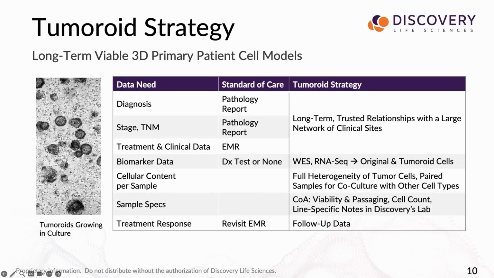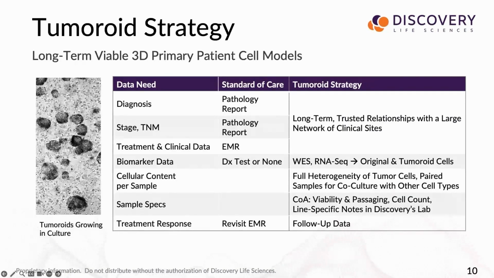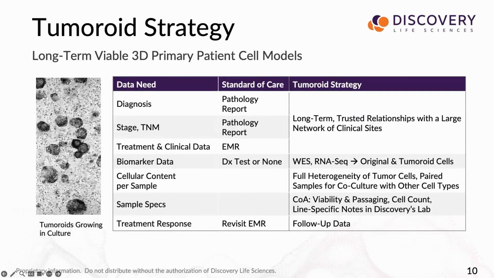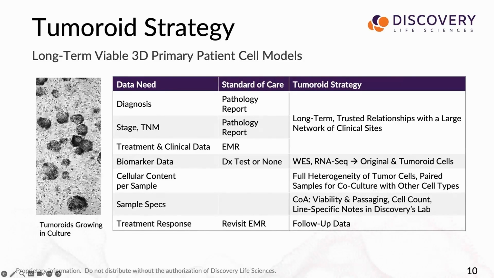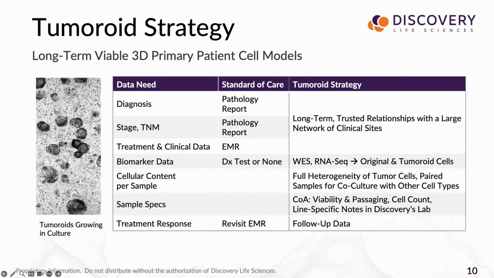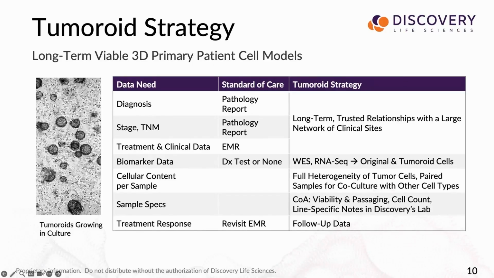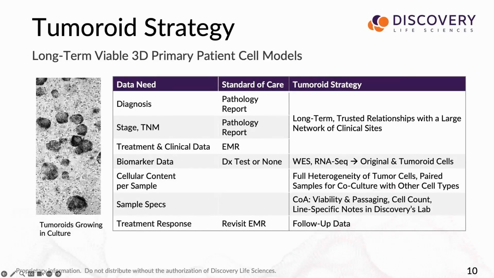And to further expand our viable cell strategy, just this calendar year, we've launched a new tumoroid product in conjunction with our partners at Thermo Fisher and their OncoPro Media system. Tumoroids are a long-term, viable 3D primary patient cell model system. So that image on the left is IncuCyte live cell imaging of tumoroids growing in culture.